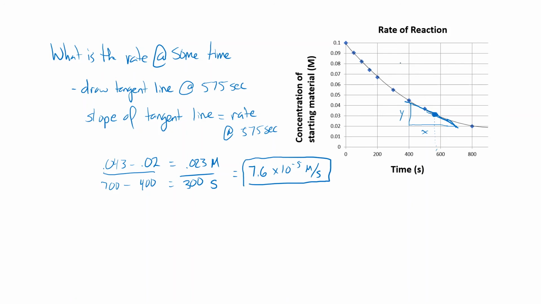Okay. So now imagine if you picked a tangent line up here, right, that tangent line is going to be steeper. You're going to have a much bigger number for your rate at time, whatever, 100 seconds as opposed to 575. Okay, so this is a way that we can kind of find the rate at any second.